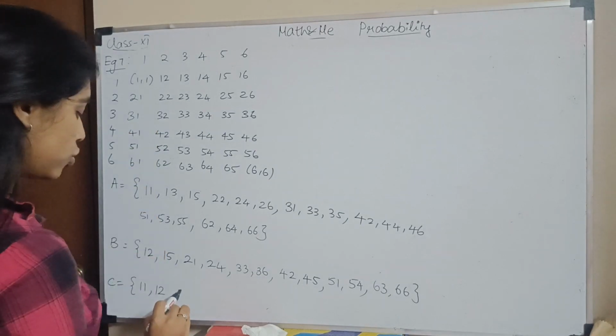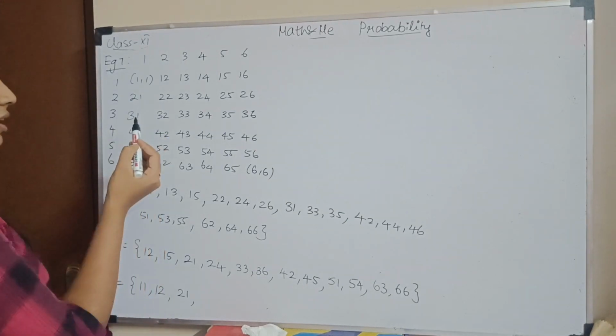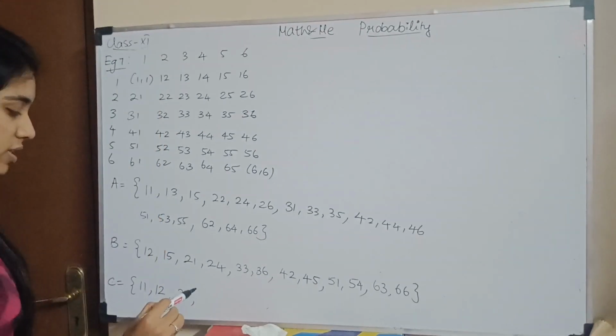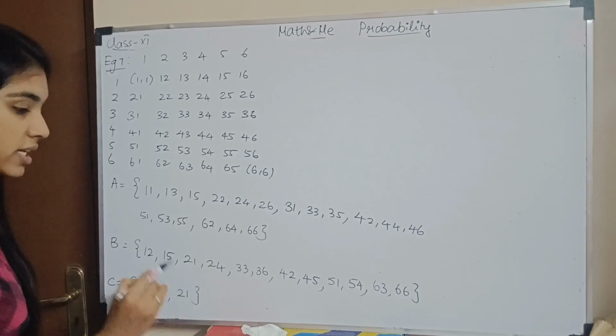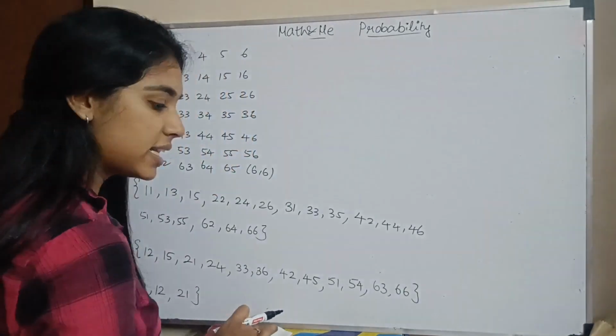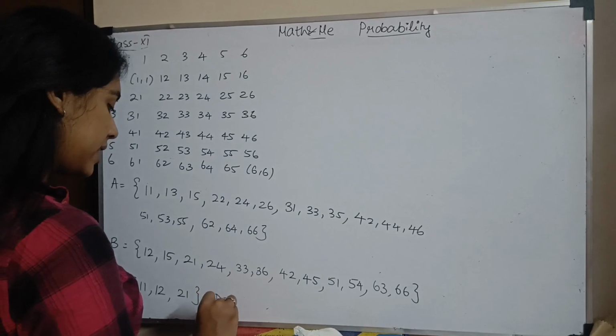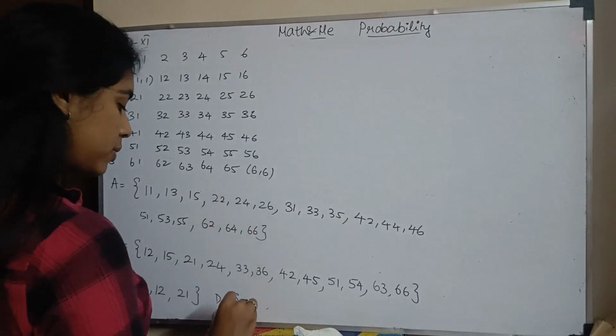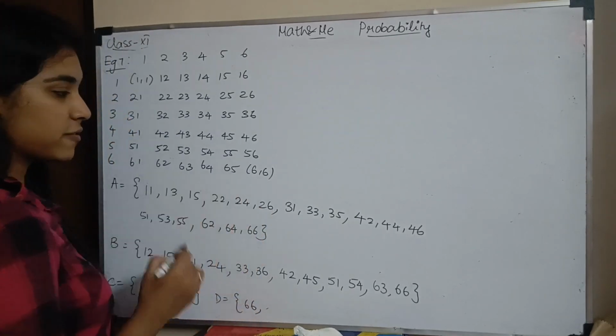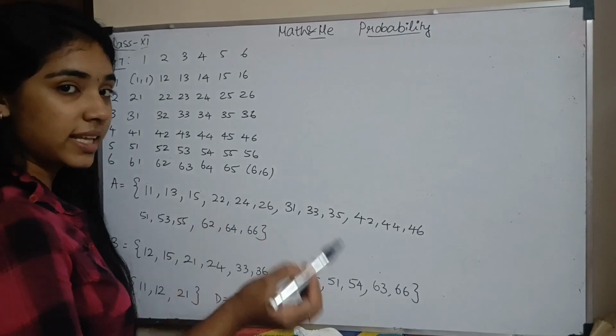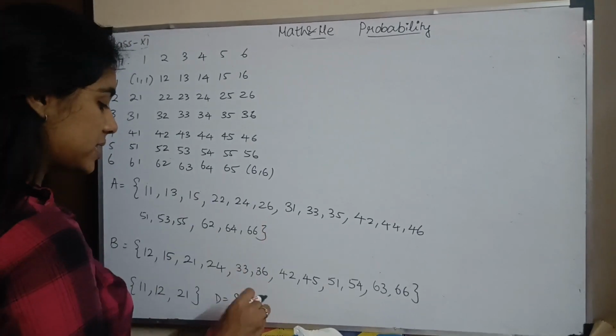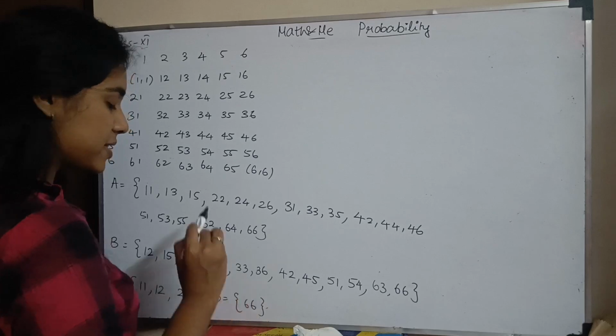Then I have 2 comma 1. 3 comma 1 வராது. It is already greater than 3. So this is my sample space for C. What is D? The sum is greater than 11. Sum greater than 11 na 6 plus 6 is 12. I have 6 plus 5 which is 11. It should be greater than 11, not equal to 11. So it is only 6 comma 6. So this is my sample space for D.